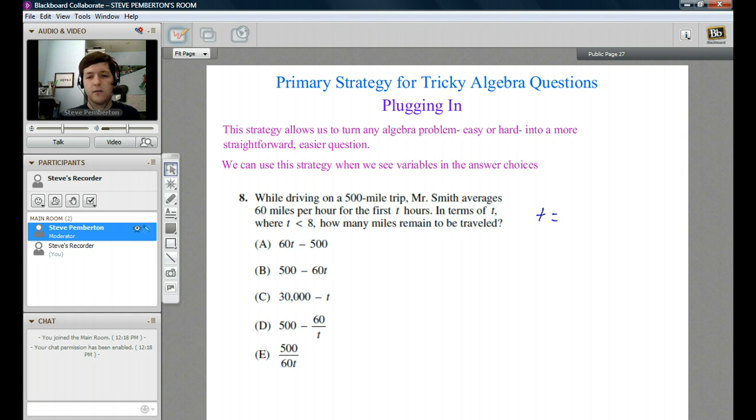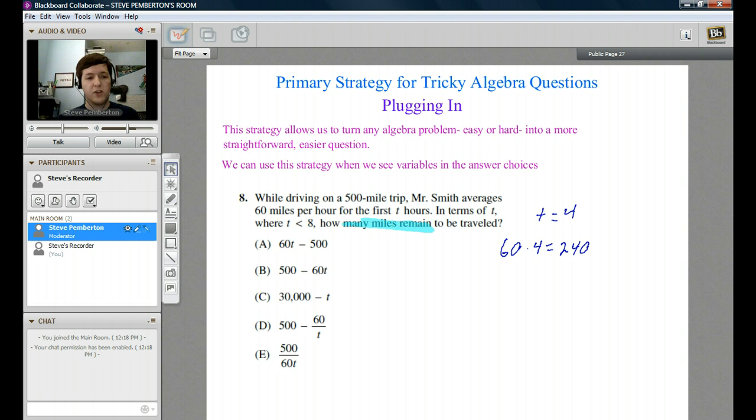How about 4? It's a pretty easy number. The entire point of plugging in is to make our lives easier. You choose easy numbers for yourself. So he's going to travel for 4 hours at 60 miles per hour. So how far did he go? Well, 60 times 4, 240. He went 240 miles. The question's asking how many miles remain on his trip.